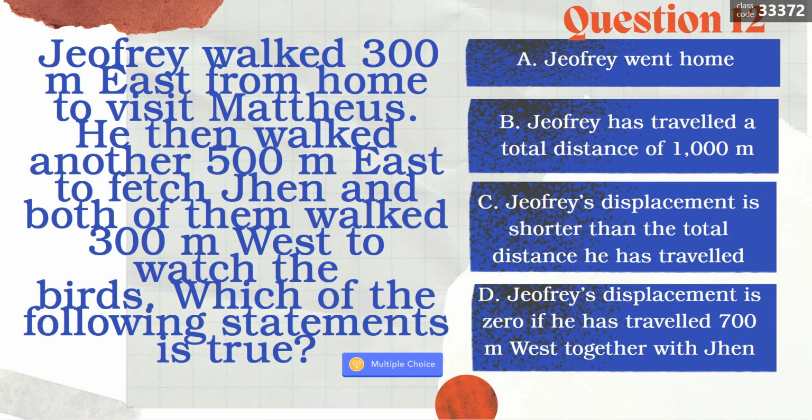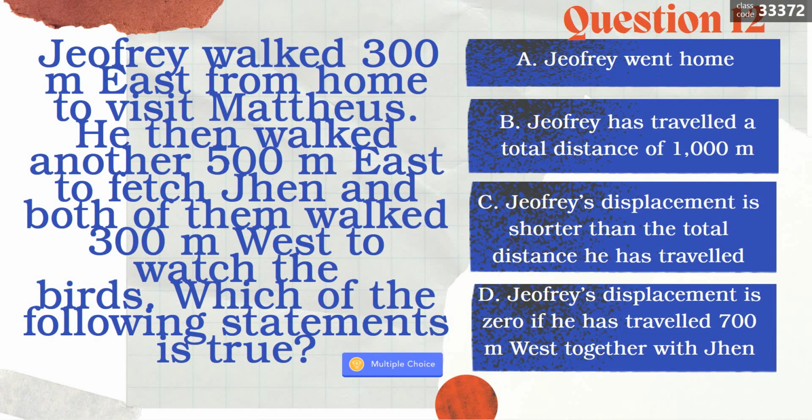Number 12 question. Geoffrey walked 300 meters east from home to visit Matthews. He then walked another 500 meters east to fetch Jen, and both of them walked 300 meters west to watch the birds. Which of the following statements is true?